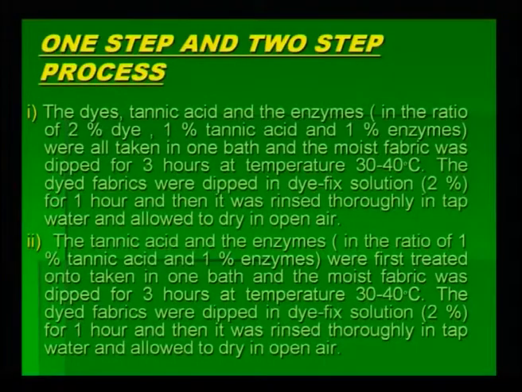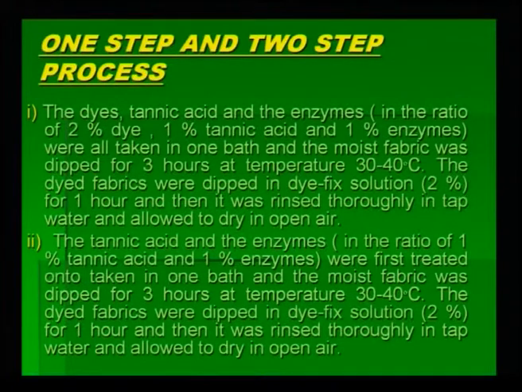The dye, tannic acid, and the enzyme are all put in one bath in 2%, 1% and 1% ratio. Of course, here the enzyme quantity has been raised, but they were taken in the one bath, and the moist fabric was then dipped for 3 hours at a temperature between 30 to 40 degrees. The dyed fabric was dipped in dye fix solution 2%, left in that dye fix for 1 hour, and then thoroughly washed with water and dried.